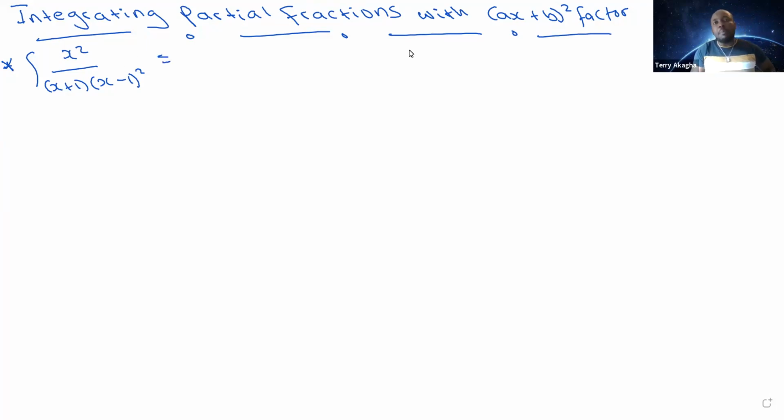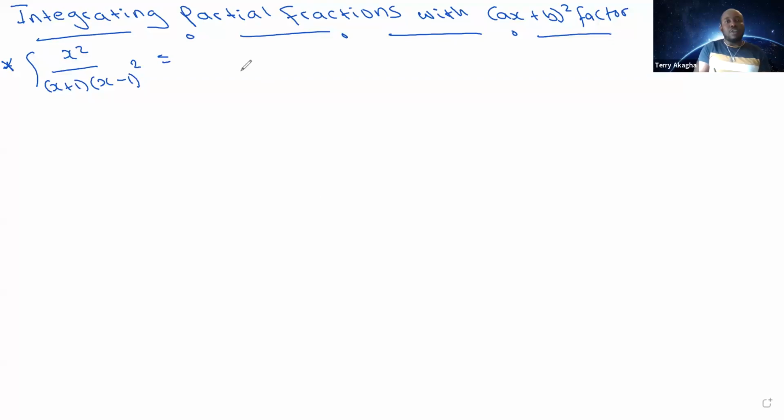We have integrating partial fractions with the (ax + b) squared factors. So that means these are kind of when one of the factors is squared, okay? In the previous video, I gave you linear factors, when it was something like this. So we have x squared, x plus 1, x minus 1. But in this case here, it is what?